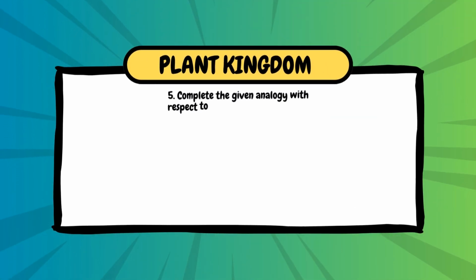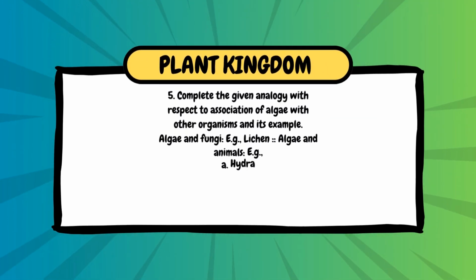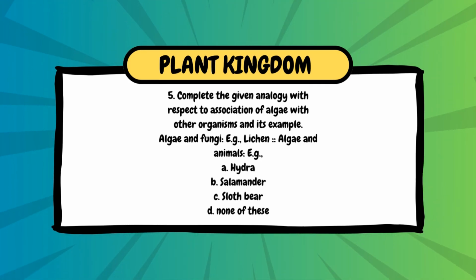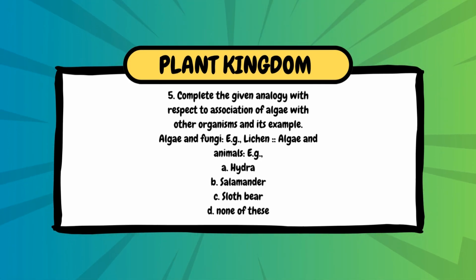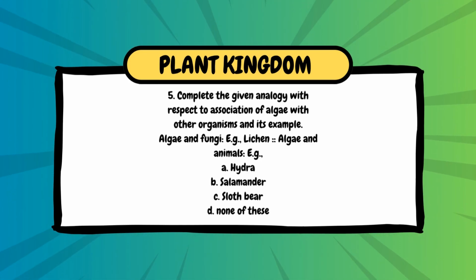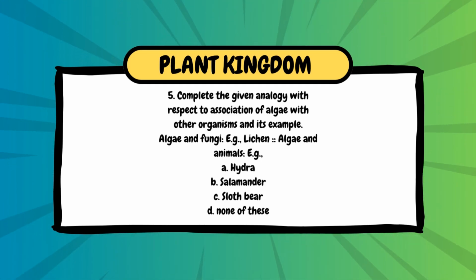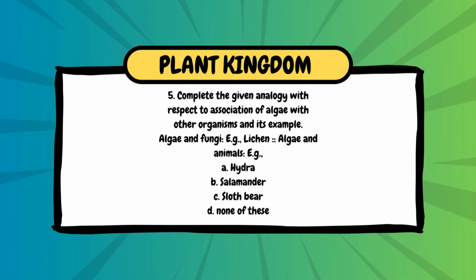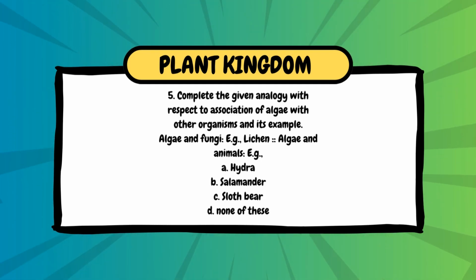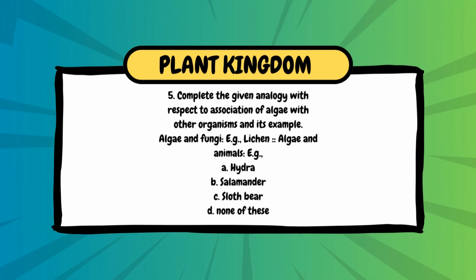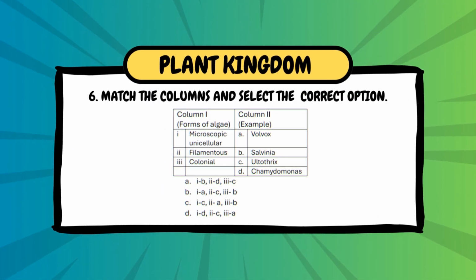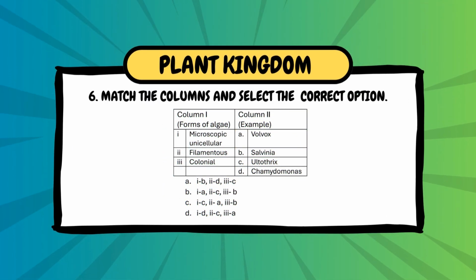5. Complete the given analogy with respect to association of algae with other organisms and its example. Algae and fungi, e.g., lichen. Algae and animals, e.g., A. Hydra. B. Salamander. C. Sloth bear. D. None of these. 6. Match the columns and choose the correct options.